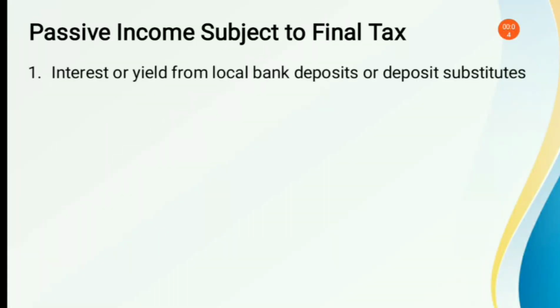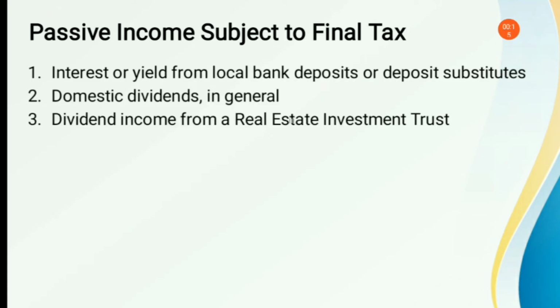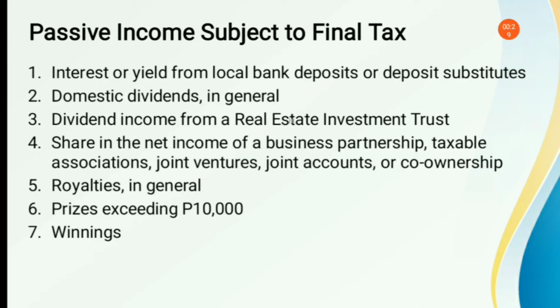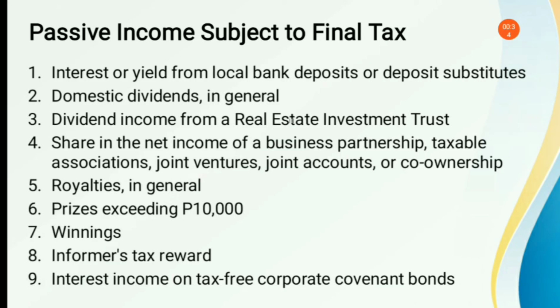And here's now the list of passive income subject to final tax. So we have interest or yield from local bank deposits or deposit substitutes. We also have domestic dividends in general, dividend income from a real estate investment trust, share in the net income of a business partnership, taxable associations, joint ventures, joint accounts or co-ownership, royalties in general, prizes exceeding 10,000 pesos, winnings, informer's tax reward, and lastly, the interest income on tax-free corporate covenant bonds. So, pag-uusapan natin sila isa-isa later on.